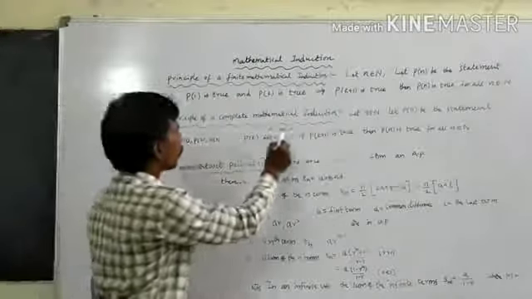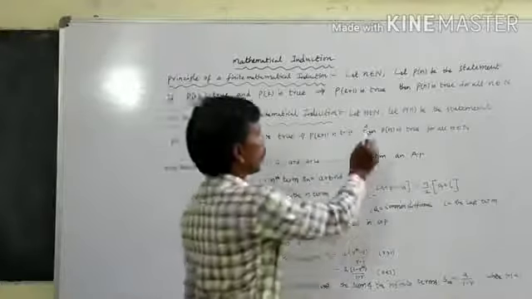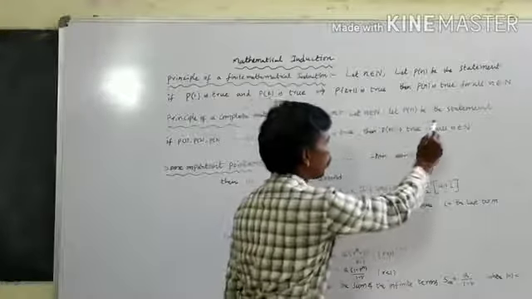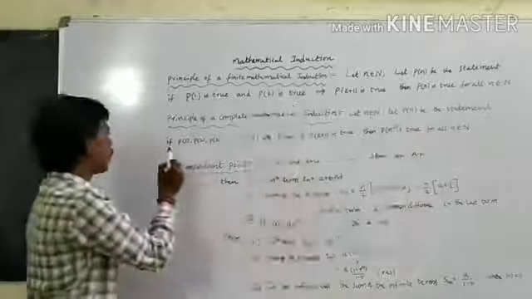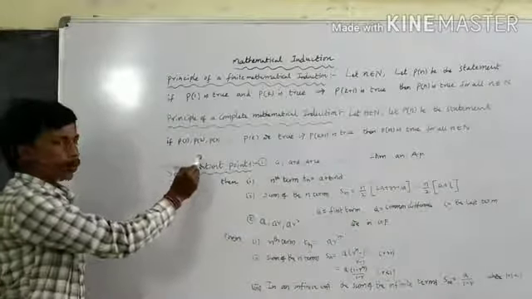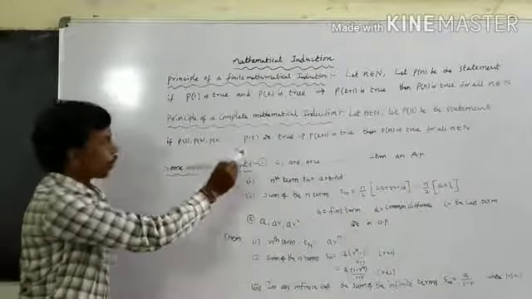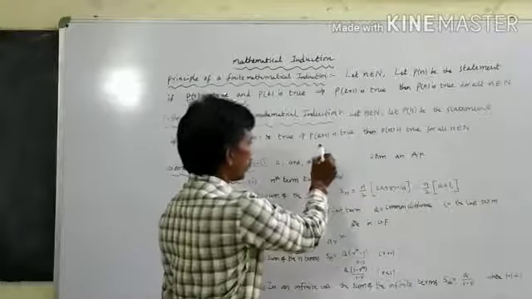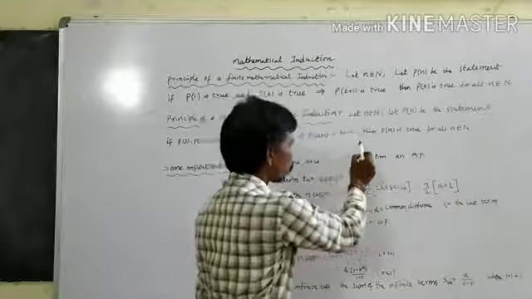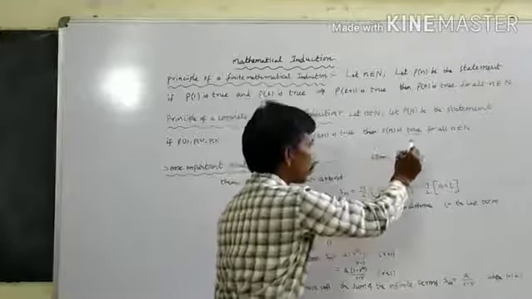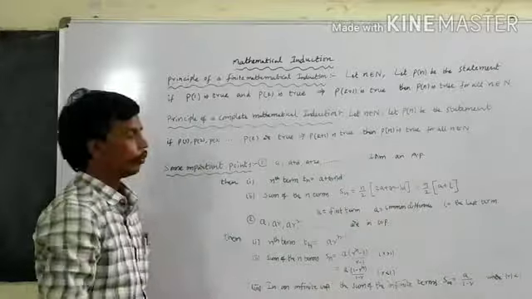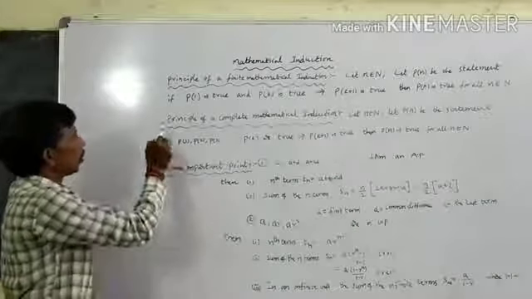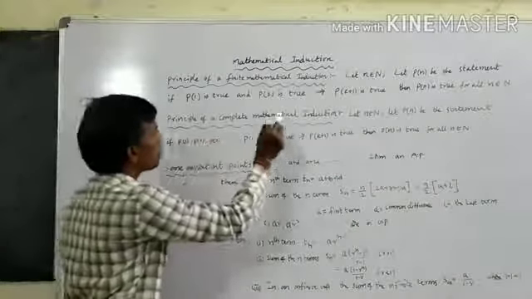Now, the principle of complete mathematical induction. Let n belong to N. Let P(n) be the statement. If P(1), P(2), P(3), ..., P(k) are true implies P(k+1) is true, then P(n) is true for all n belonging to N. So this is called the principle of complete mathematical induction.